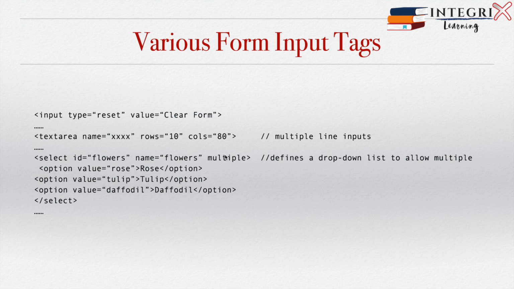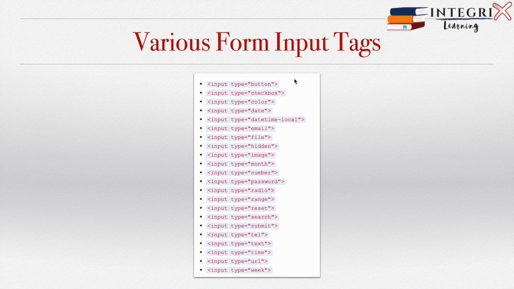If you want the user to have the ability to select multiple options as a response to the select tag, or your drop down list, then you also specify the multiple attribute here. If you don't specify the multiple attribute, then the user will only be able to select one option from the various options. So these are all of the input tags which you can potentially have in an HTML form.